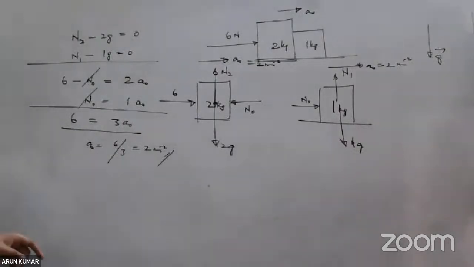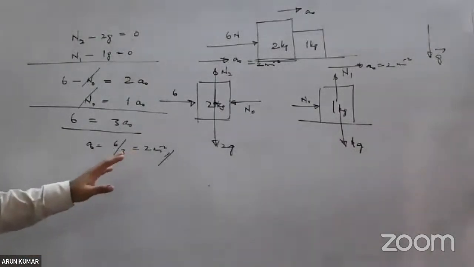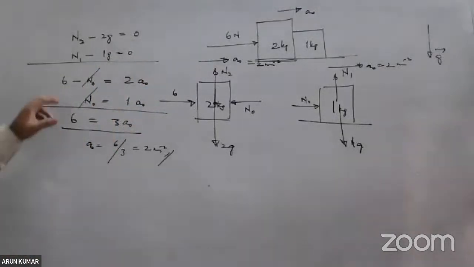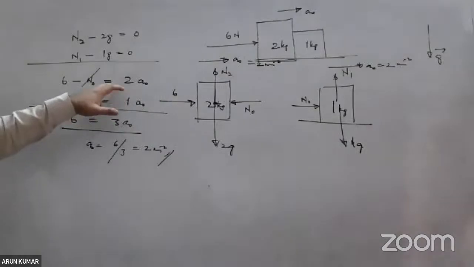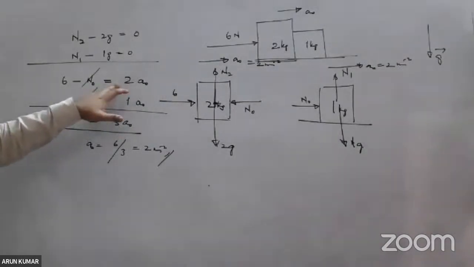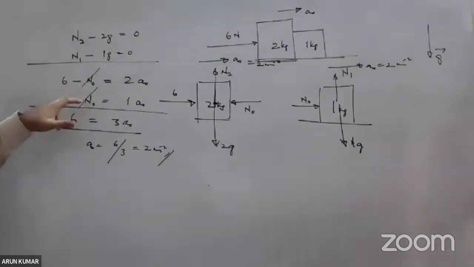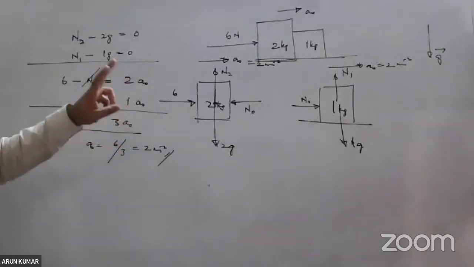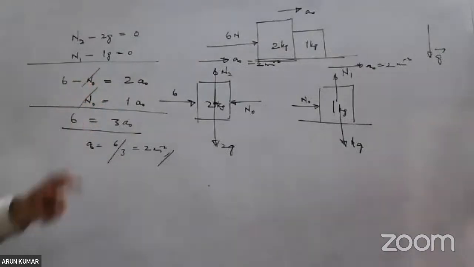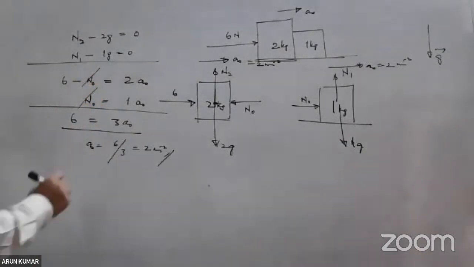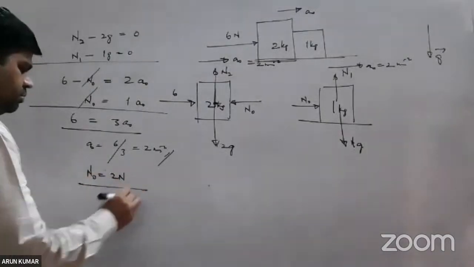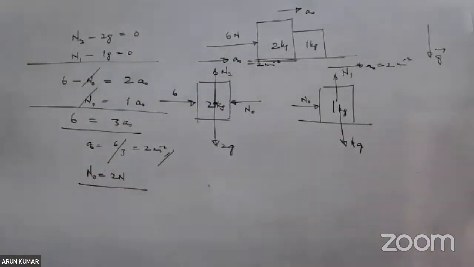If you note one thing, acceleration has changed. Now I want the reaction, N naught. I can substitute A naught in either of these equations. I can substitute here or here, I'll get the same answer. But let's do it here. A naught is equal to 2, so N naught is equal to 2 Newton.